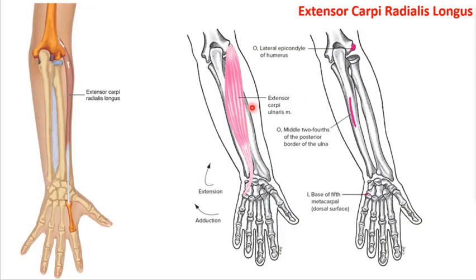So we flip sides and we go to the extensor group, and we have extensor carpi radialis longus. If we have a longus, we're going to have a brevis. So these two muscles are going to be very similar. One's going to be longer, one's going to be shorter. That's the definition of longus and brevis.